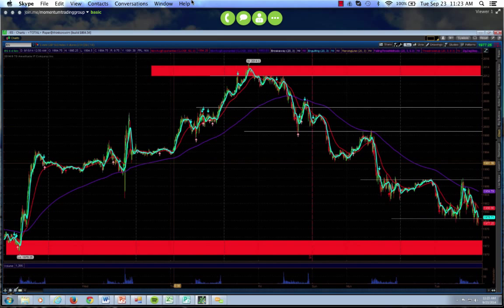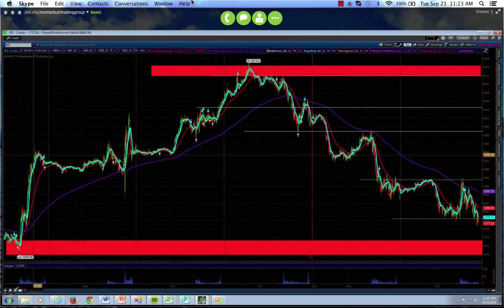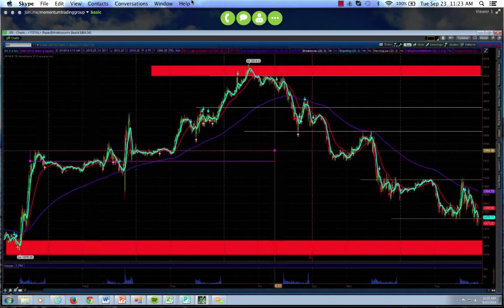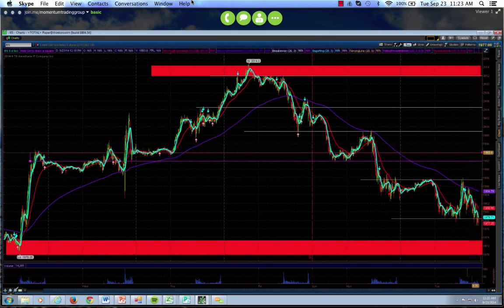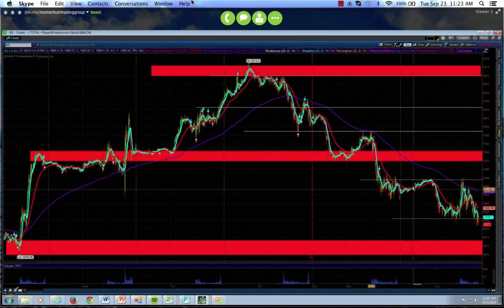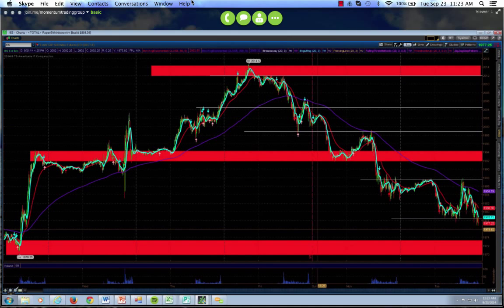Now, I also like to point out that we kind of have a midpoint here too, which is kind of in the middle, which would be right there. So if we're looking at this chart, we would break this chart down into basically 3 zones. And you can see we're currently trading in the lower half of the zone.